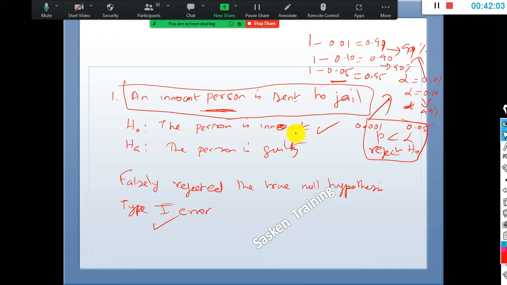It is not a mistake; he is actually innocent, but you are rejecting just because your p-value is less than alpha, when actually he is innocent. You are not supposed to reject it. Mistakenly or falsely rejecting the true null hypothesis, we call it type 1 error.